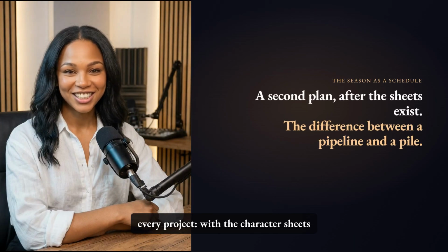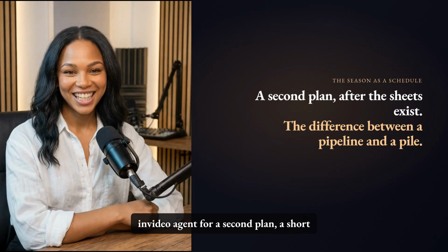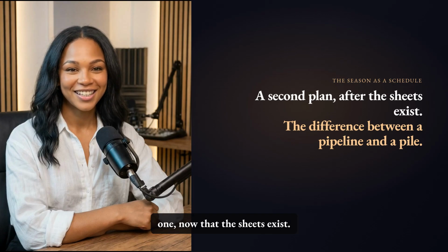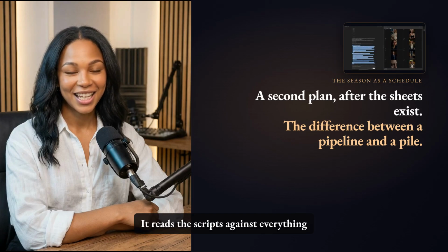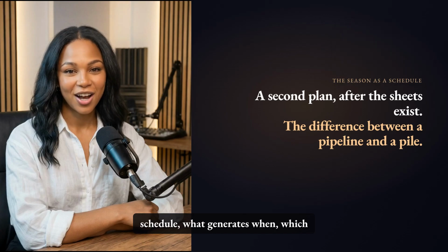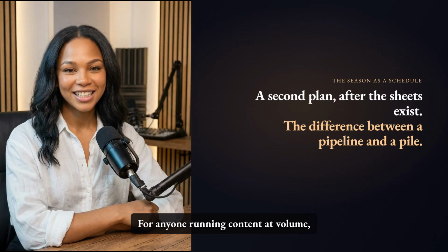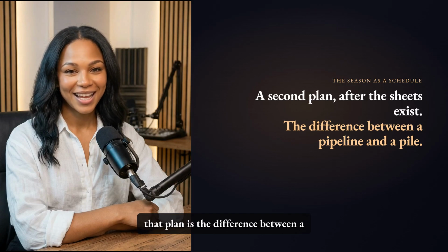With the character sheets and location sheets locked, go back to Invideo Agent for a second plan, a short one, now that the sheets exist. It reads the scripts against everything in context and returns the season as a schedule. What generates when, which episodes lean on which assets. For anyone running content at volume, that plan is the difference between a pipeline and a pile.